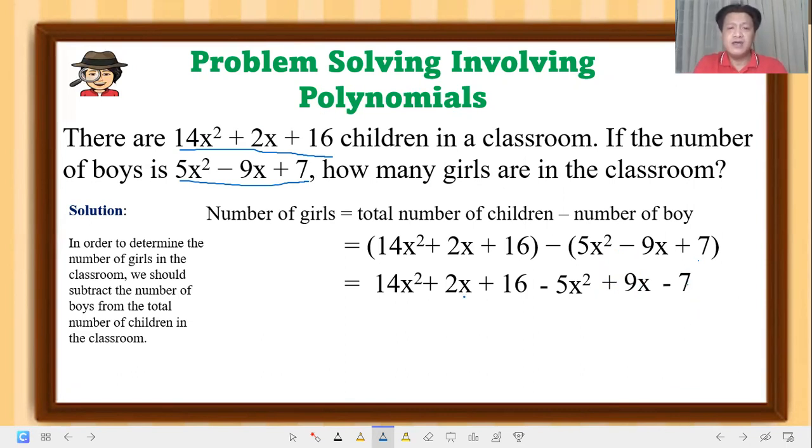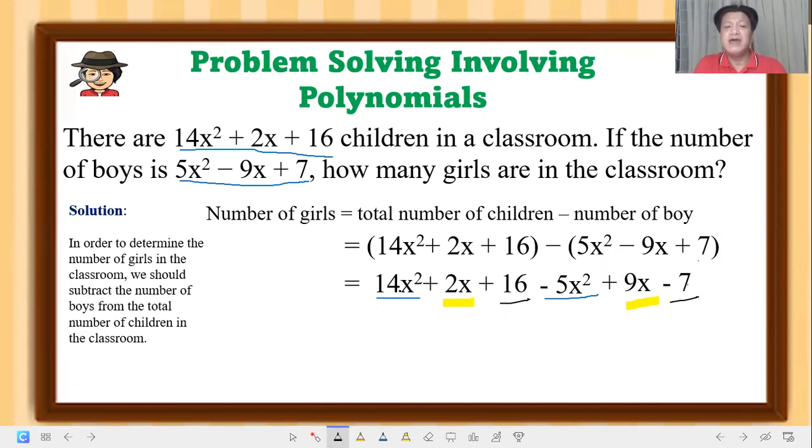Okay, so then we can now identify like terms. Sino yung like terms natin? Si 14x squared tsaka si negative 5x squared. We also have 2x tsaka 9x, first degree ito. And we also have the constant term that is 16 tsaka negative 7. And we are going to combining like terms.